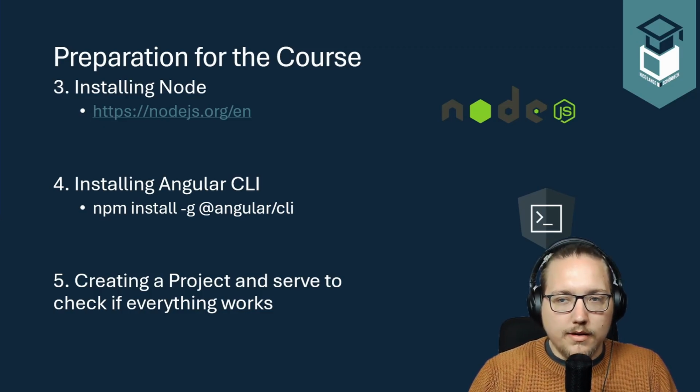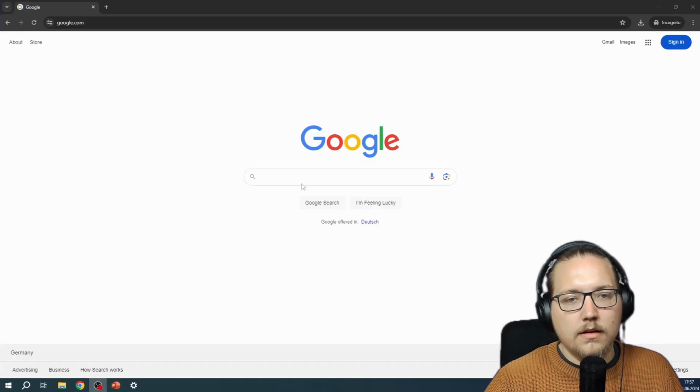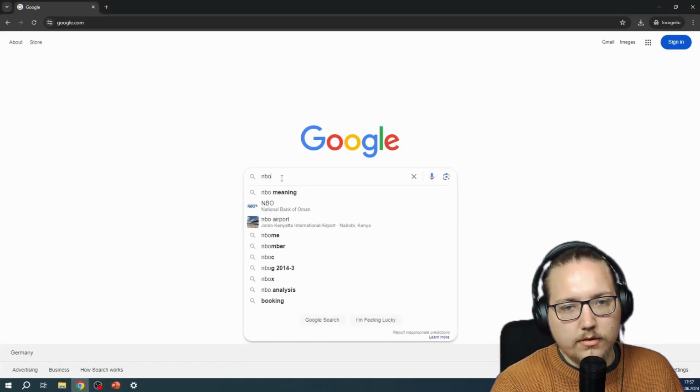After we've installed the extensions, we will continue with installing Node, because that's the core runtime that we need to run the Angular CLI, which we will install in the next step. At the last step, we will create the project and serve it to check if everything works fine. So the next step is to install Node.